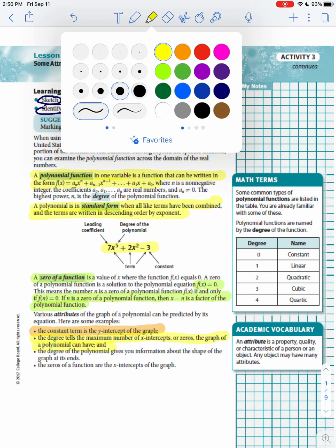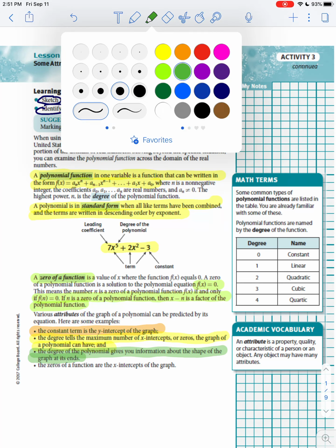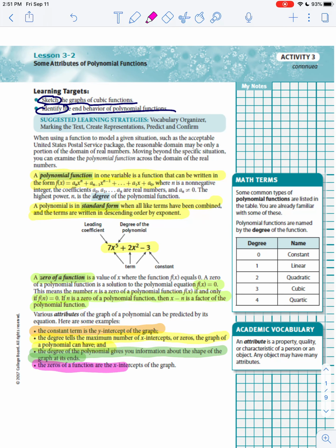And that degree is also going to tell us some information about how the graph behaves. We say about the shape of the graph at its ends. We're going to be calling that end behavior. And as said before, the zeros of a function are the x-intercepts of the graph. So we did already say that.